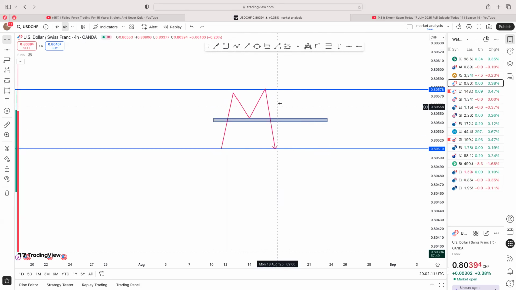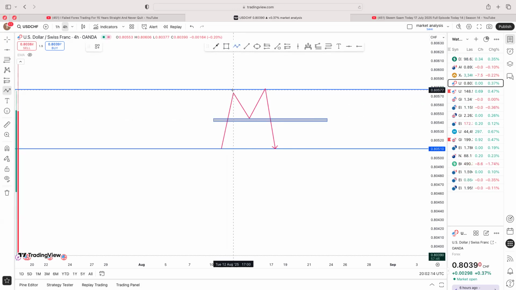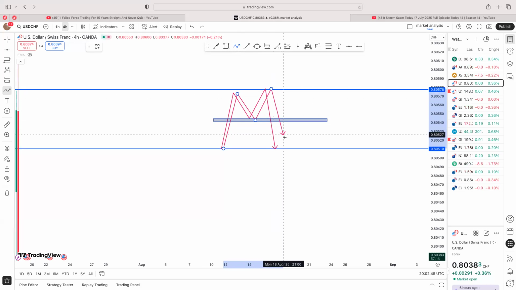So where it bounces here, we call it the first leg and then the second leg. The first leg is where it goes up, and the second leg is where it comes down. It bounces here on the neckline and then goes up. This is the second leg, above that, and then it goes down.